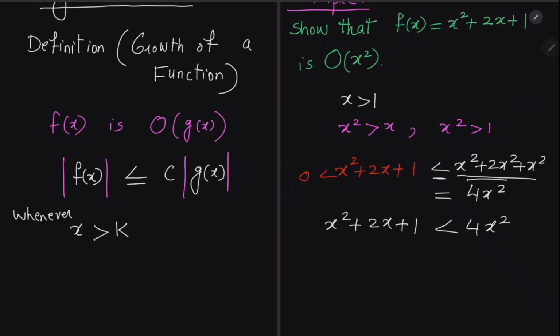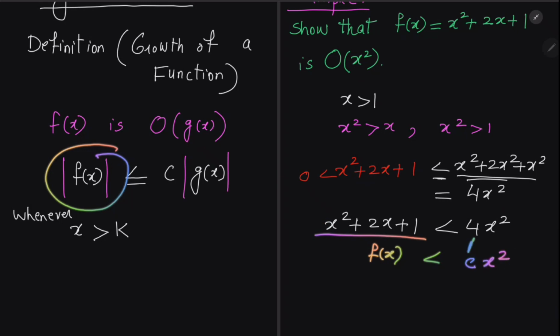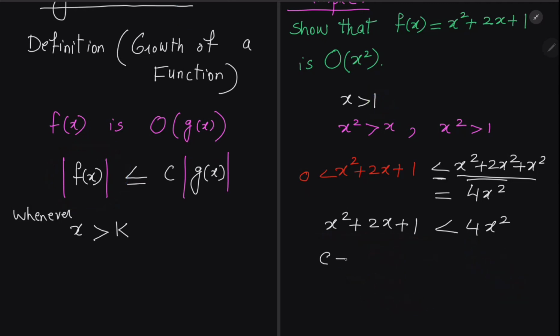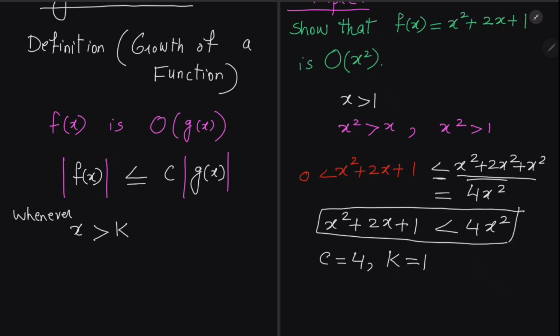And if you compare with the definition of big O notation, you can see that this is f of x, this is c, and this is x square, which is g of x. And what is k? The k is the value we already discussed, x is greater than k. So here we have c equal to 4, k equal to 1. For values of c equal to 4 and k equal to 1, this inequality holds. So that's how we define the growth of a function.